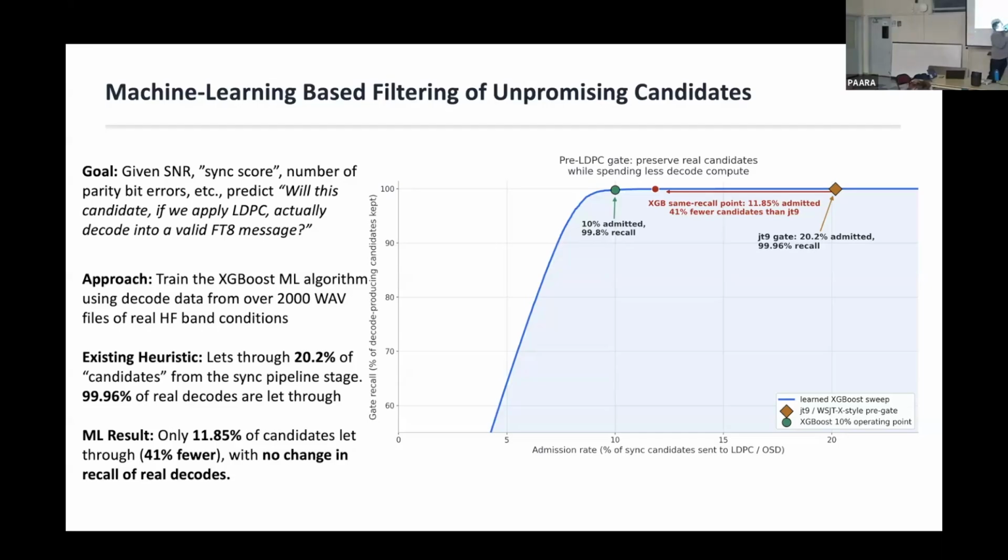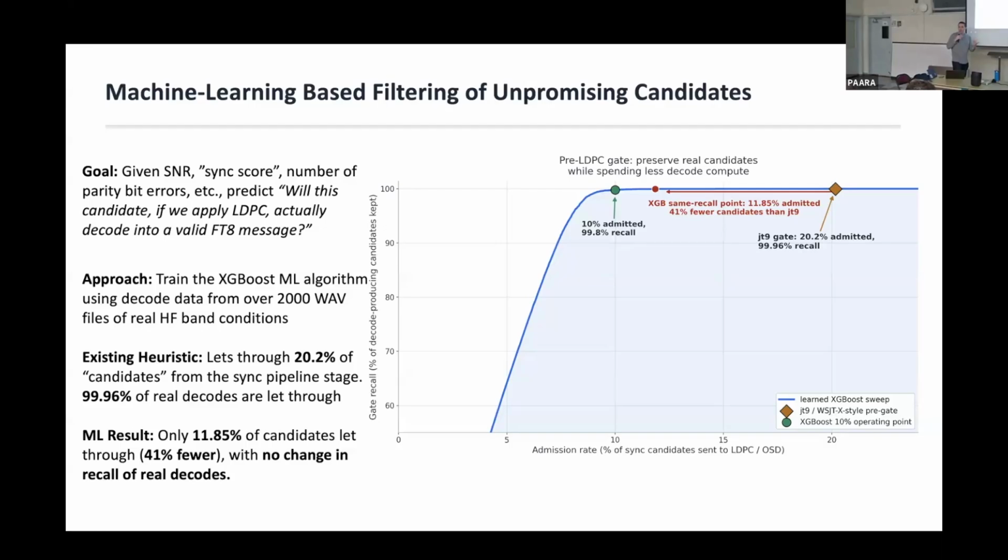With this machine learning model, I can operate at about 11.8% admitted through, and basically you don't make any cuts. So 11.85 versus 20.2 is about 41% fewer candidates, and so that's 41% less compute that you would have to do for that computation. Now LDPC is only maybe a third or so of the total thing, so it's cutting off 40% of a third of the total thing, but every little bit counts here.